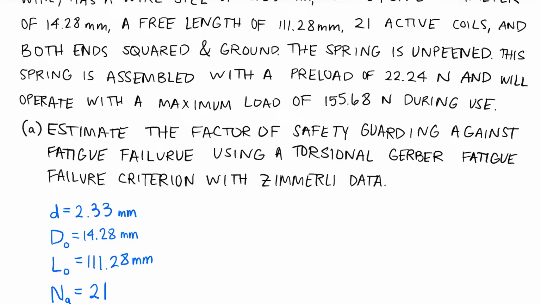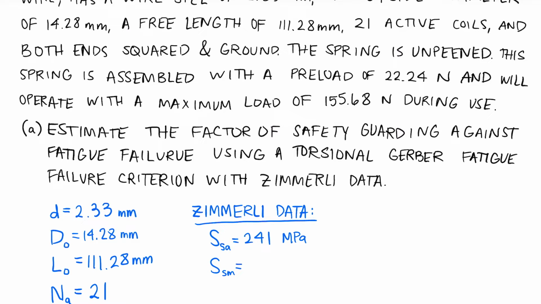The spring is unpeened, and so we know that we're going to need to use the Zimmerli data because that's asked of us in the first part of this problem. And we're told that the spring is unpeened, so that tells us exactly which Zimmerli data that we need to use. We need the Zimmerli data for an unpeened spring, and that is capital S sub SA equal to 241 megapascals, and capital S sub SM is 379 megapascals.